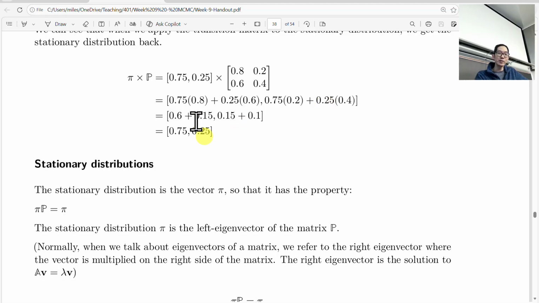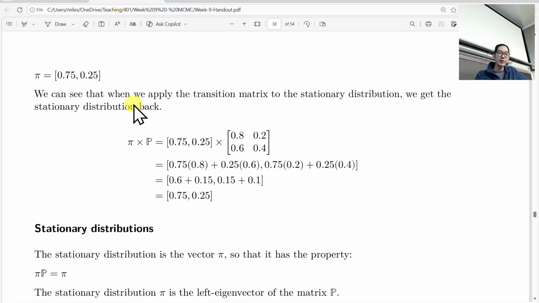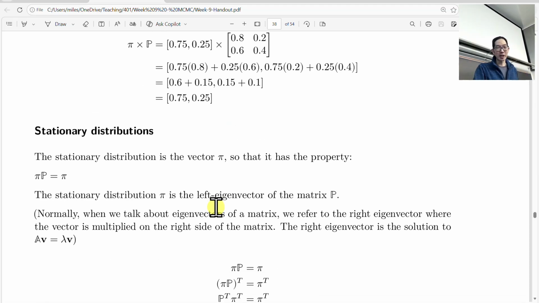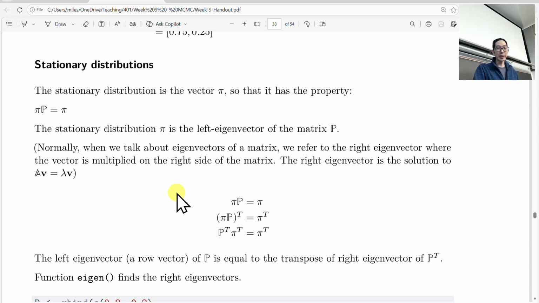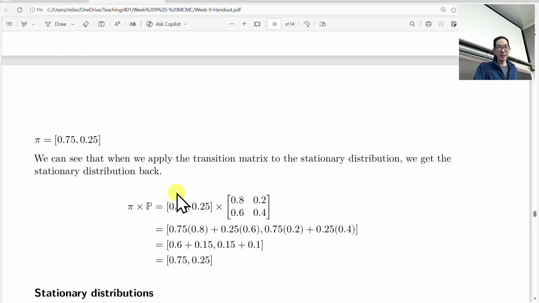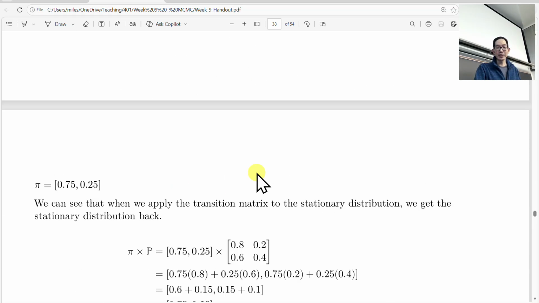So anyway, I started off at 0.75, 0.25. After applying the transition probability matrix, I end up back at 0.75, 0.25. So that is our stationary distribution. Once we reach 0.75, 0.25, that's equilibrium. With the transition matrix, it stays at 0.75, 0.25. Okay, so here I did algebra to figure this out.